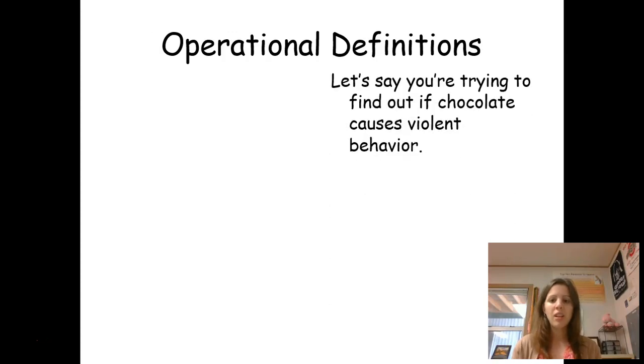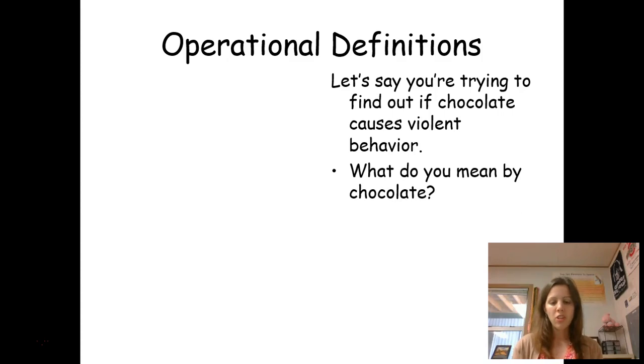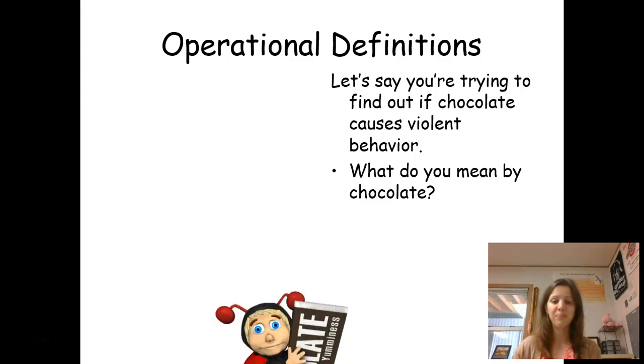Here's another example. Let's say you're trying to find out if chocolate causes violent behavior. Well, what do you mean by chocolate? Hershey Kisses, milk chocolate, dark chocolate, white chocolate, organic chocolate, fake chocolate. I mean, what are you talking about here? In order for the study to be replicated in a perfect way, you have to be specific.